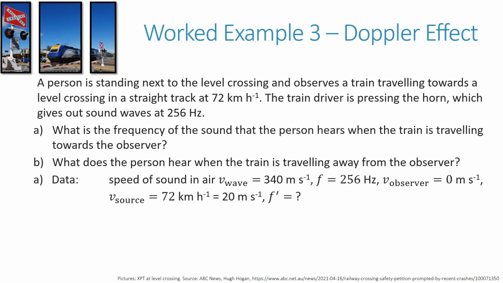The speed of sound in air is 340 metres per second. The frequency of the horn is 256 Hertz. The velocity of the observer is 0, standing still. And the velocity of the source, that's the XPT, is 72 kilometres per hour, which is 20 metres per second in SI units. And we need to find the frequency of the sound as it's approaching us. We call that F dash.